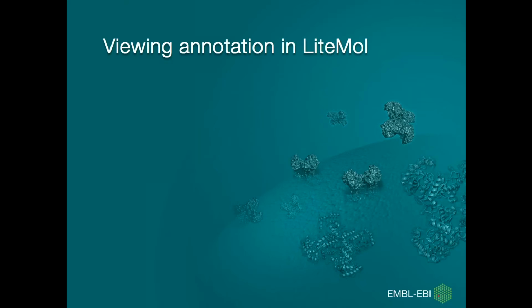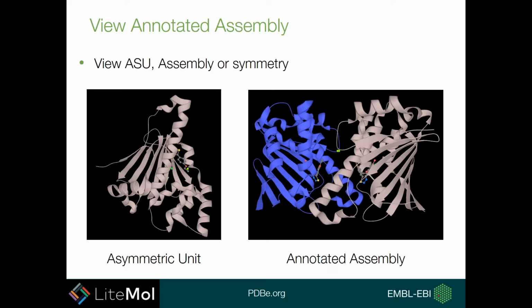Opening Litemol from a PDBe entry page gives you a number of options for displaying extra annotations on your structure. One thing we have is the ability to view the annotated assembly. For X-ray crystallography entries, often what is in the asymmetric unit and what you see in the PDB entry doesn't actually represent the likely assembly for that entry. We record this annotated assembly in annotation when the depositor gives us the structure, and you can then view this in Litemol.